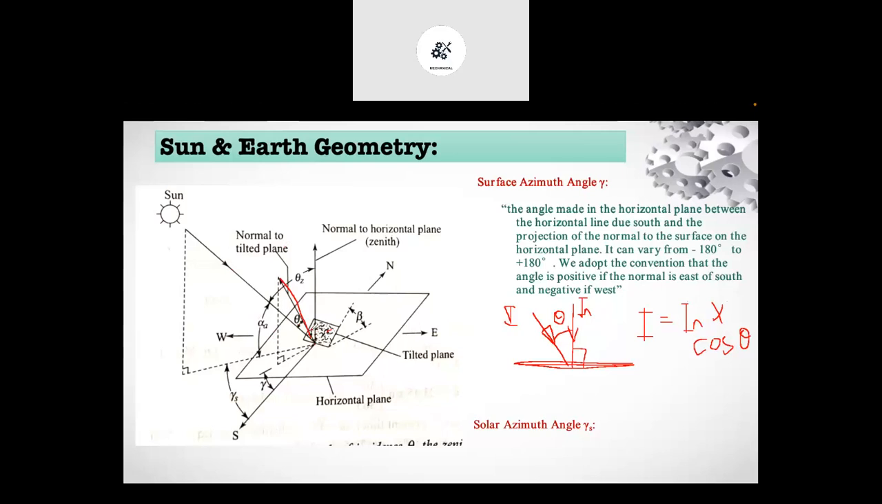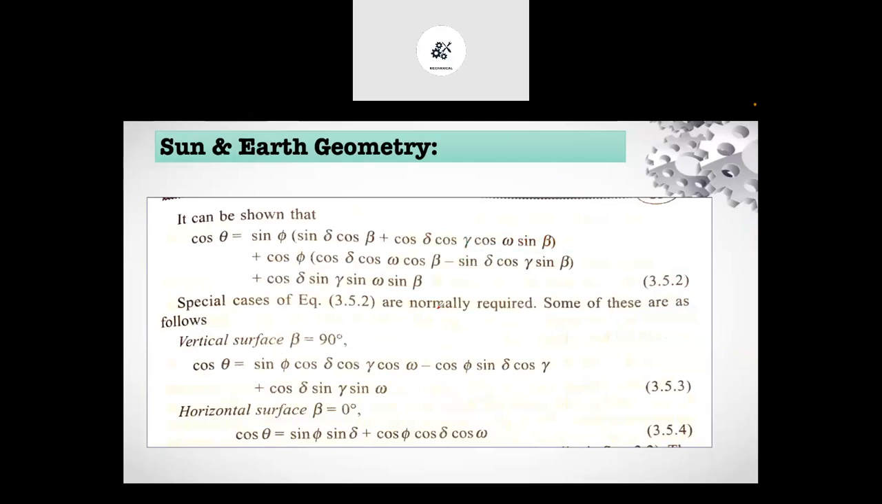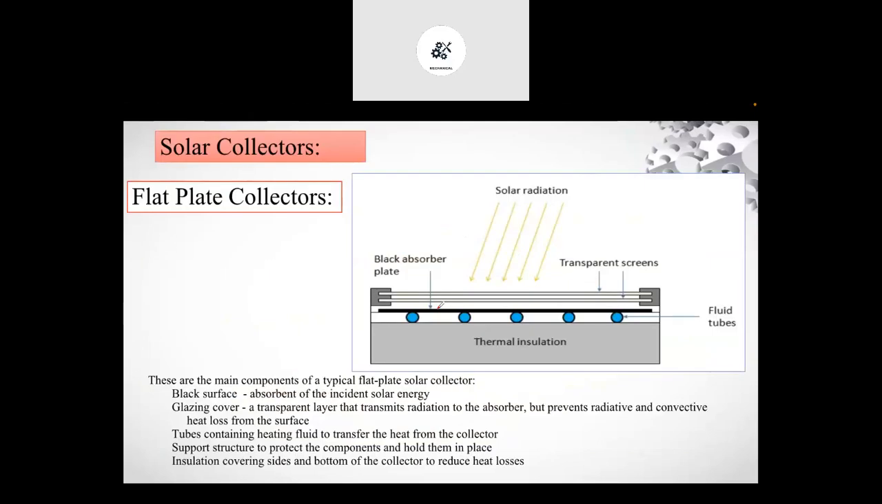In that case we use different types of angles. We use altitude, surface azimuth angle, solar azimuth angle, then the incident angle, zenith angle, etc. All those angles are most important to find out the intensity of the radiation. And after finding the intensity of the radiation, you can analyze the performance of the solar collector.